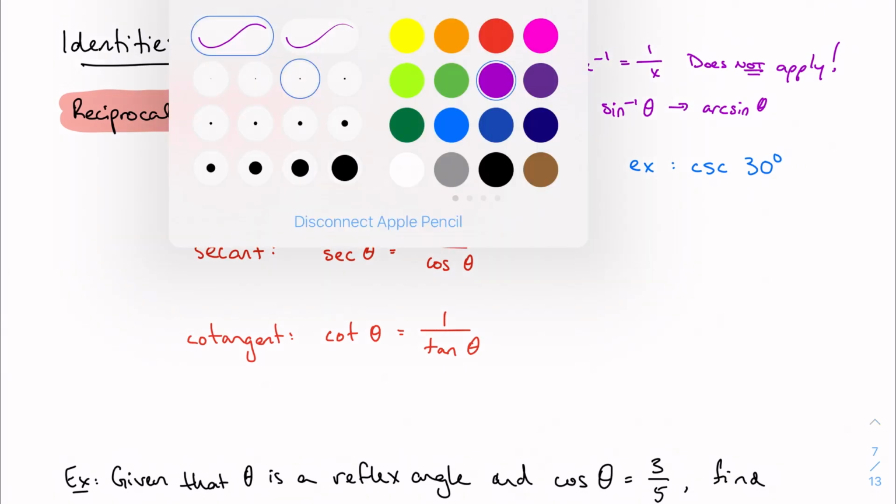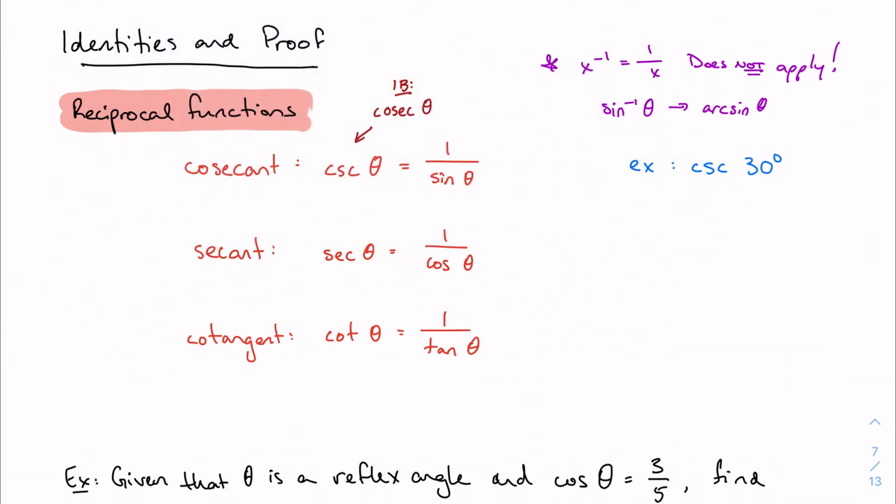But for example, if I wanted to evaluate one of these reciprocal functions at a particular angle, I can do that by writing it in terms of another function, right? Cosecant is 1 over sine. We know that sine 30 degrees is 1/2, and 1 over 1/2 is 2. Right, so we can expand our library of functions.